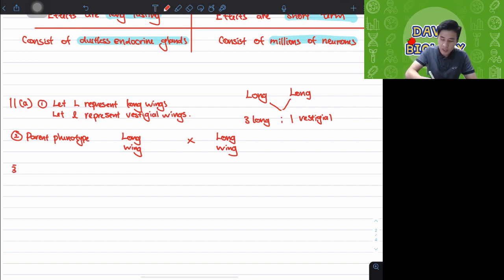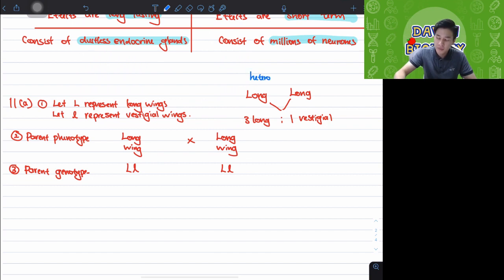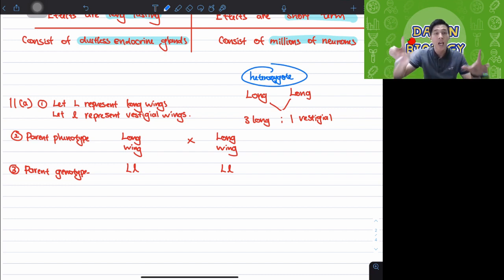Then the next one is always the parent genotype. Since I know that there's a chance of getting vestigial wing, it means both parents are actually heterozygote. Hetero means mixed, one dominant, one recessive. They are definitely not homozygote. Homo means all dominant or all recessive. So I know both of them are not big L big L definitely. In the exam, always circle this thing.